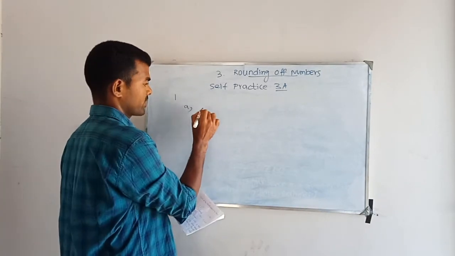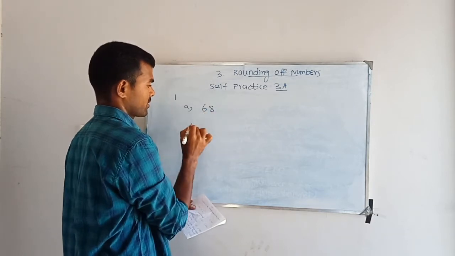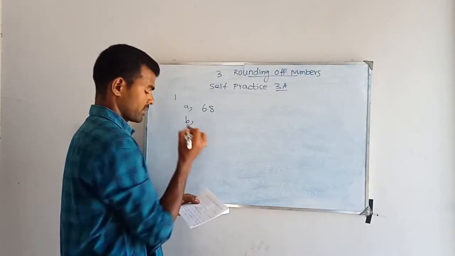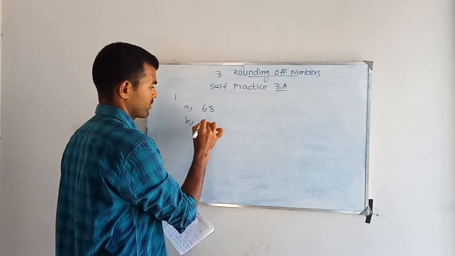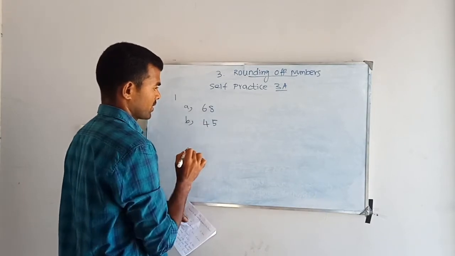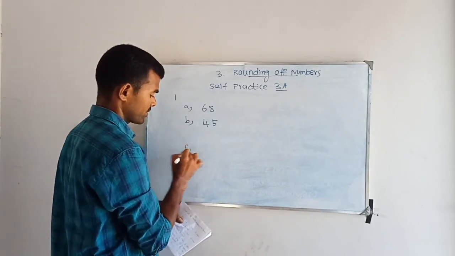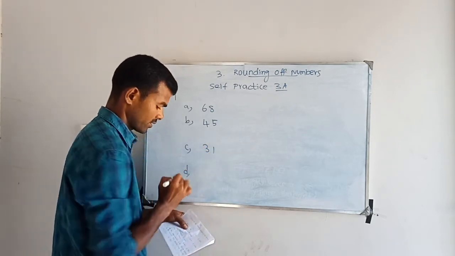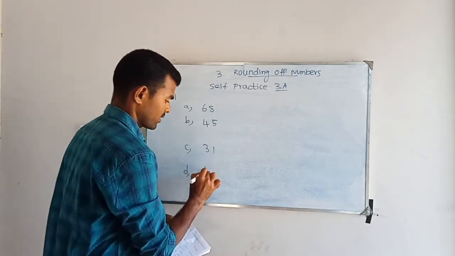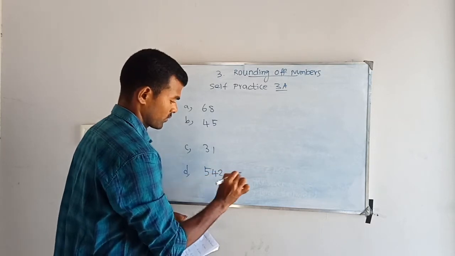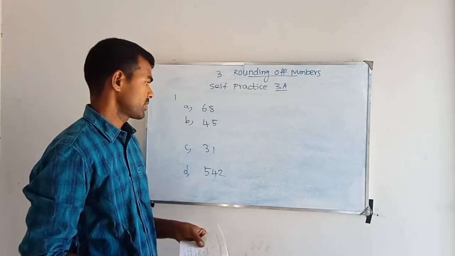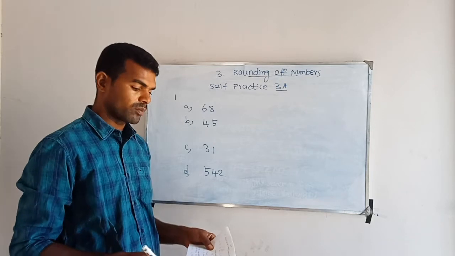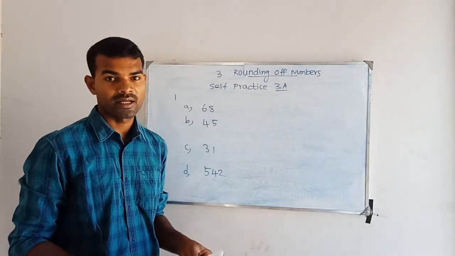Question number A is 68, and B is 45, and C is 31, and D is 542. See this, we have to round the number to the nearest 10.